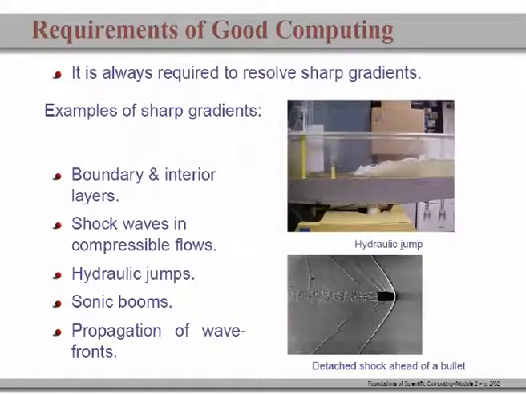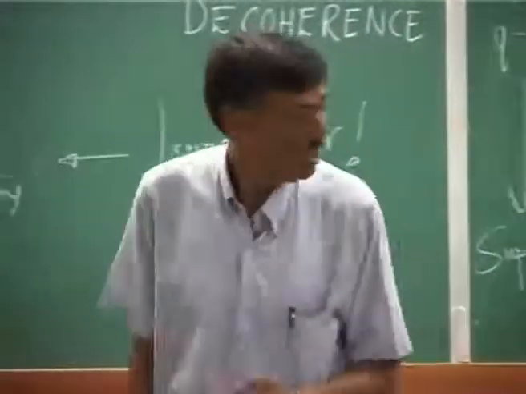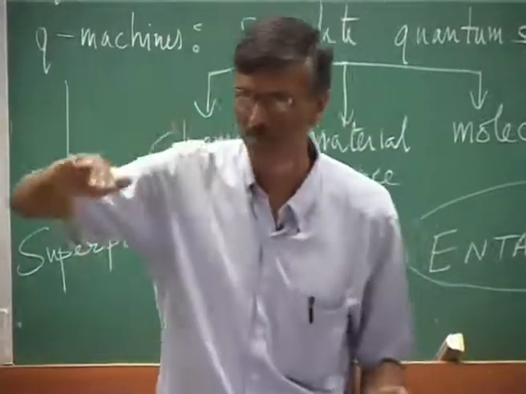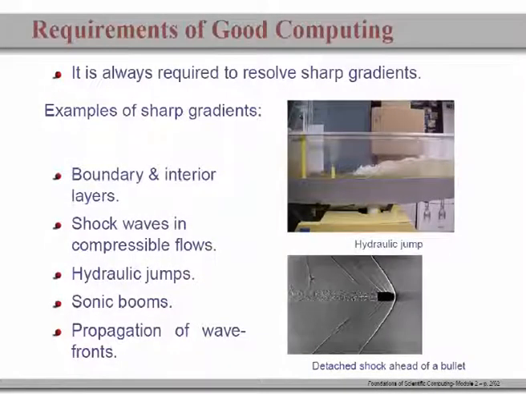Aerospace engineers, or people working in ballistics, have been worrying about shock waves. Here is a picture of a bullet. The bullet is going from left to right, and you can see a sharp front of discontinuity, what is called a detached shock wave. Across the shock wave, the flow properties jump discontinuously. So, that is an example of a sharp gradient.